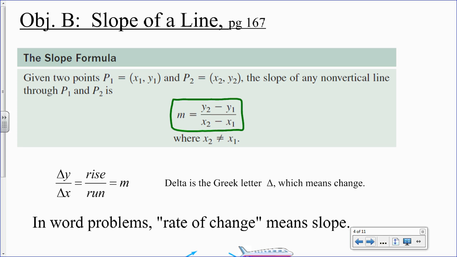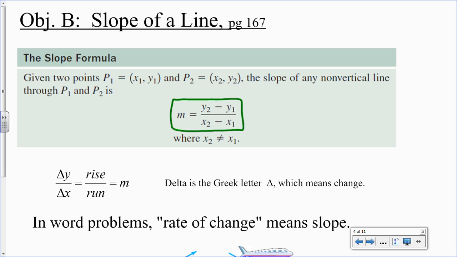The book will use this notation sometimes. So this triangle here is a delta. It's the Greek letter delta, and in math, delta means change. So it's delta y over delta x. Change in y over change in x, which is the rise over your run.